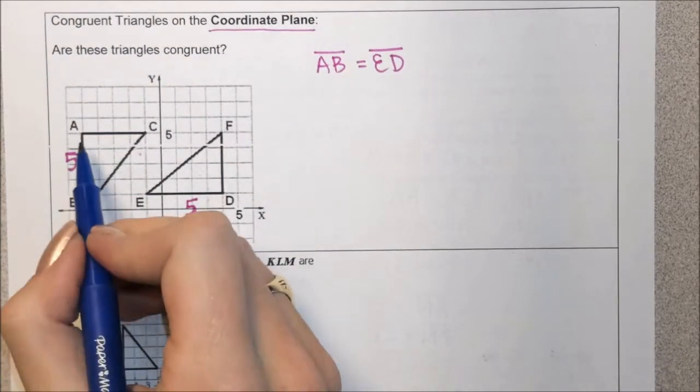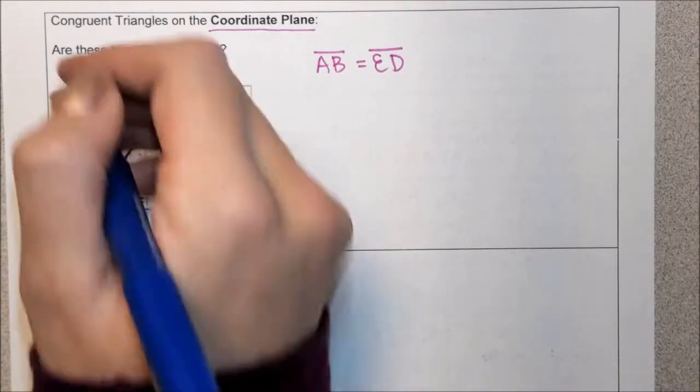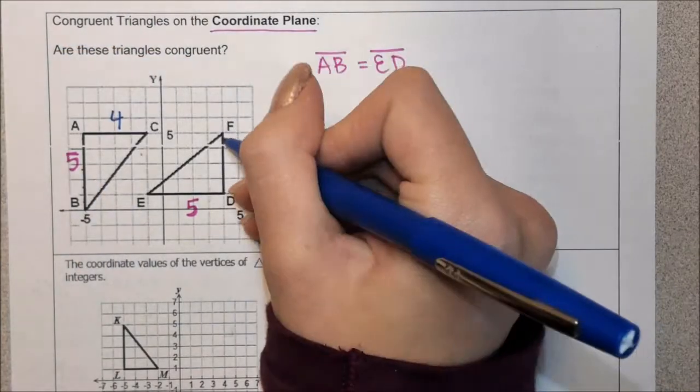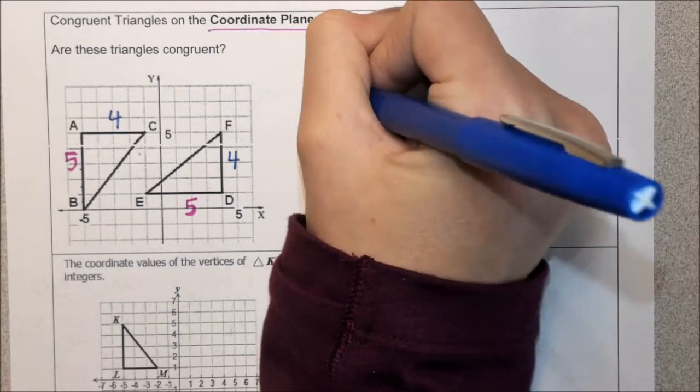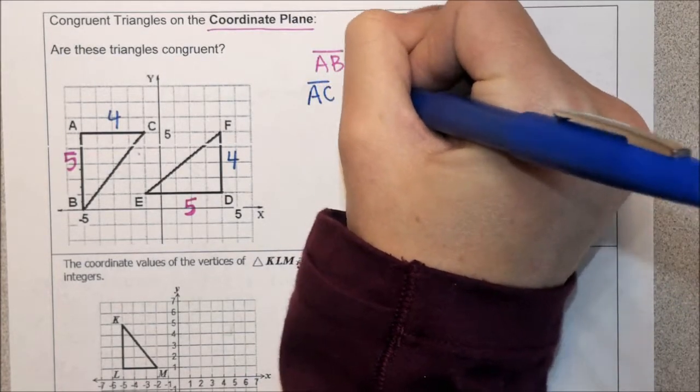Let's check out another side now. Up here is 1, 2, 3, 4. 1, 2, 3, 4. Well, don't you look at that. We got AC is equal to FD.